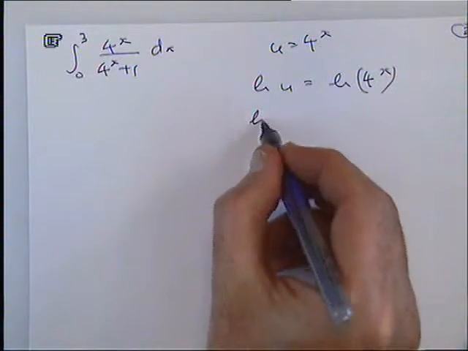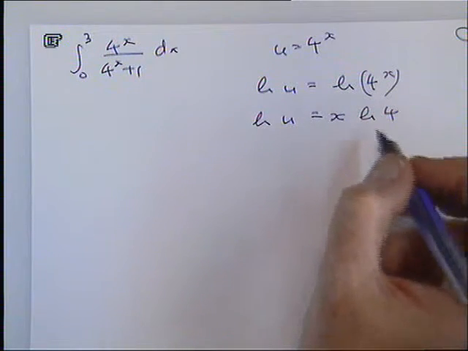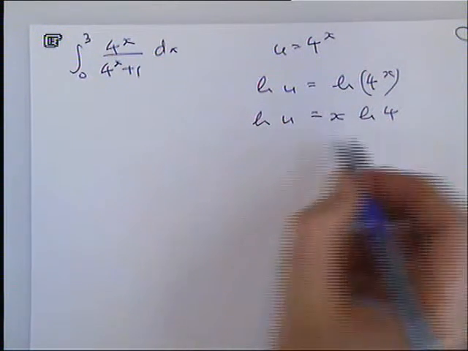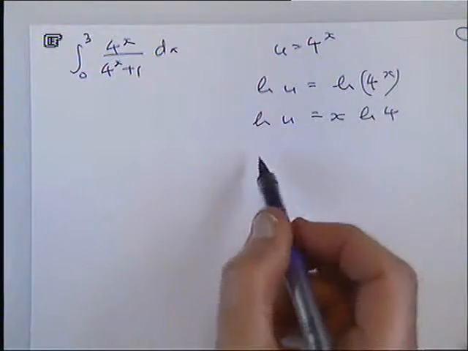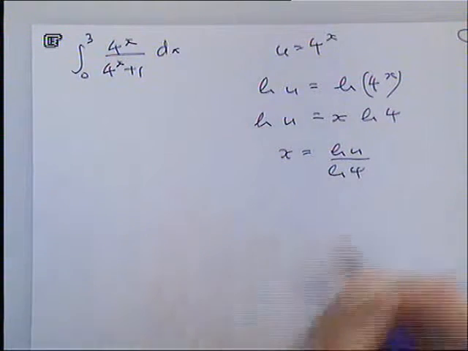Bring it in front, yeah. So we can get log of u equals x lots of log of 4. Log of 4 is just a number, so I can rearrange that, bring the log of 4 underneath the log of u, so I get x is log of u divided by log of 4.